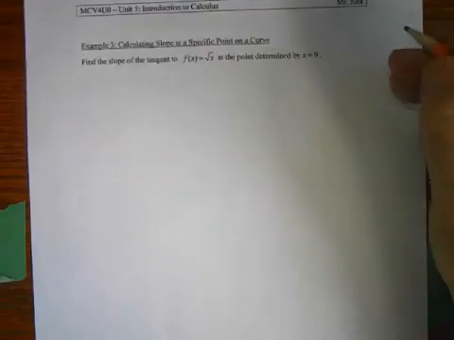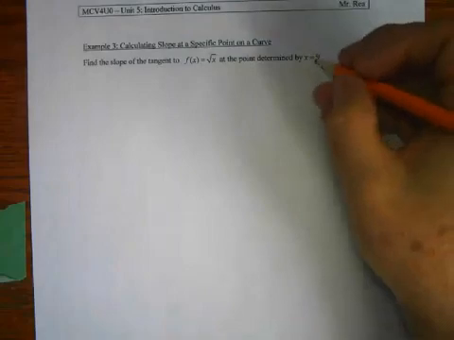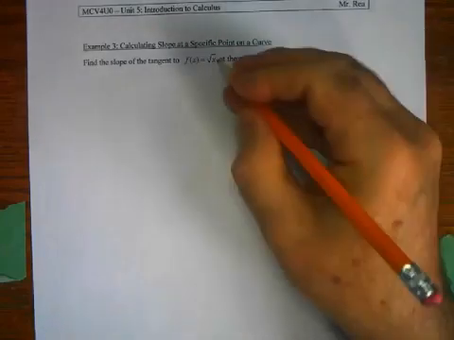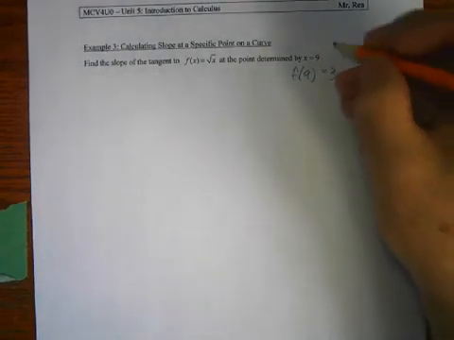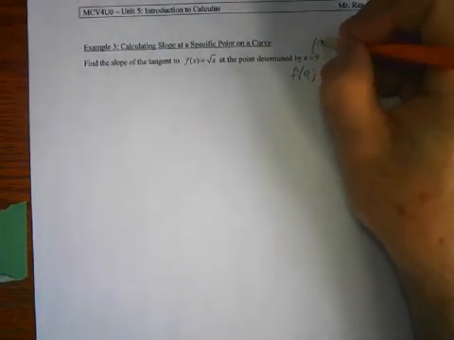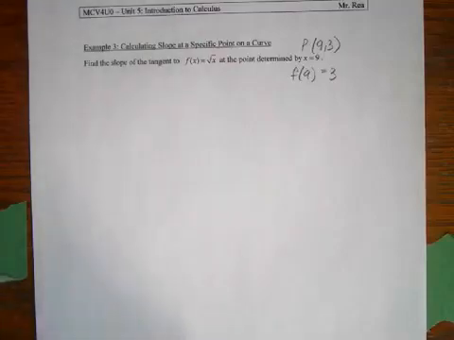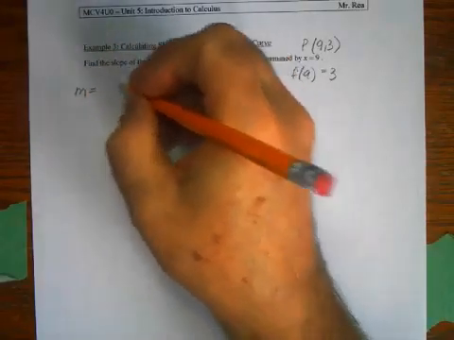And you could very easily plug in x equals 9 and you'll get f of 9 is the square root of 9, which is 3. Okay, so you could say, well, we know the point where we're finding the slope is the point 9, 3. You can call that P if you'd like. Okay, so let's set this up the way we have been.